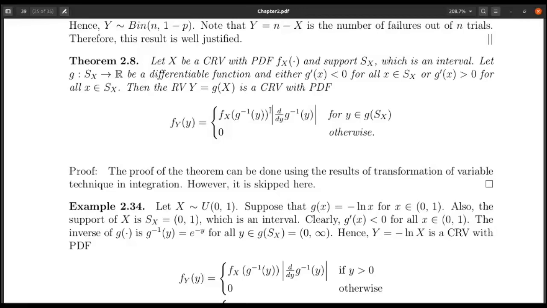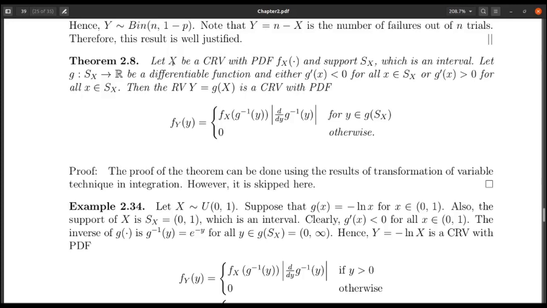In this lecture, we are going to see the second transformation technique for a continuous random variable X. This technique is mainly based on Theorem 2.8, and this theorem tells us that under some conditions the random variable Y, which is g of X, is continuous, and the PDF can be calculated using this formula. Okay, so what are the conditions?